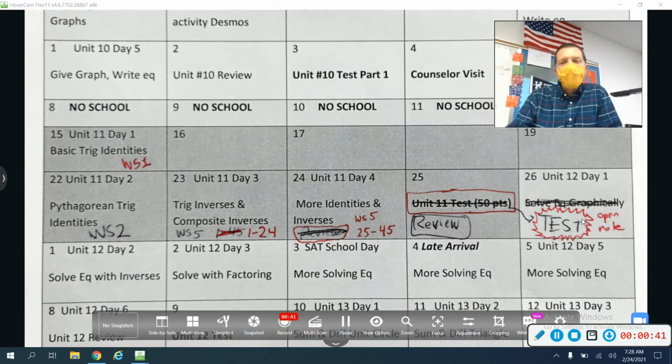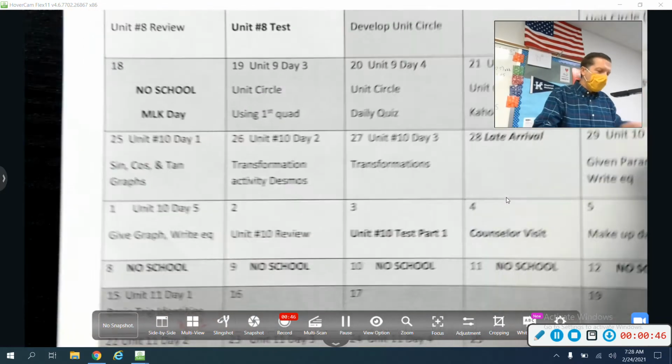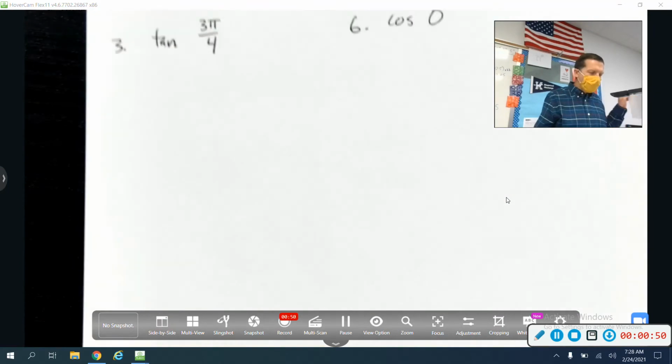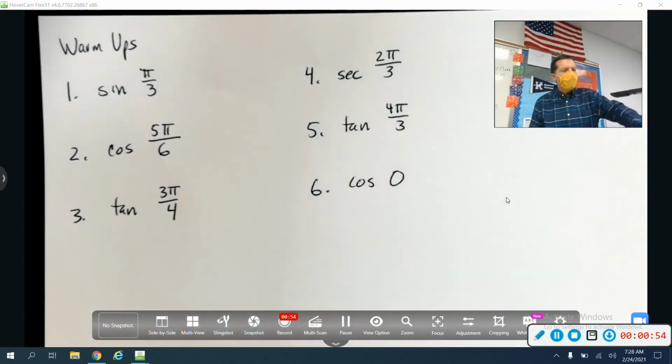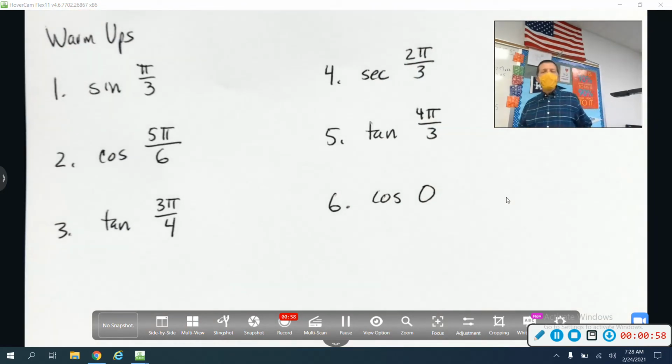50-point test, open note on Friday. But let's start with some unit circle warm-up review questions, just because we need to practice. I mean, everybody needs to practice since we're doing unit circle stuff.